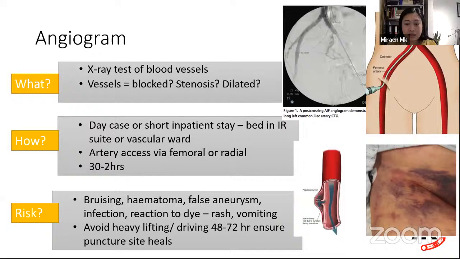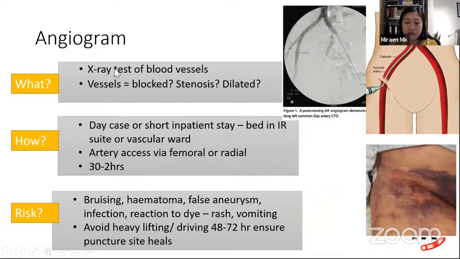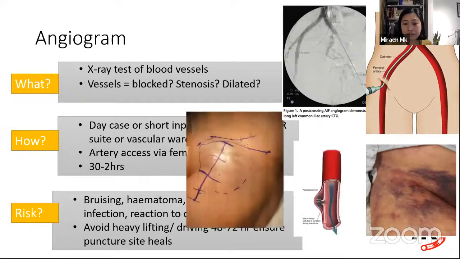Generic advice that we say to patients following these kinds of procedures is to avoid any heavy lifting, don't drive home the same day, get someone to pick you up. The main idea is to ensure wherever we've put a hole through heals and you're not bleeding from it, because obviously we're puncturing through skin directly into artery.